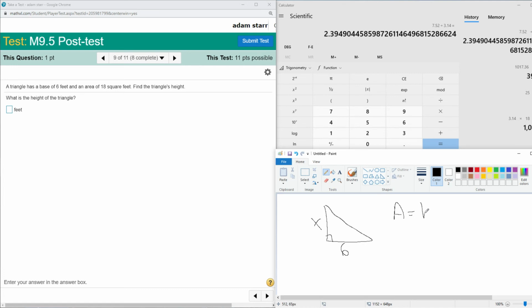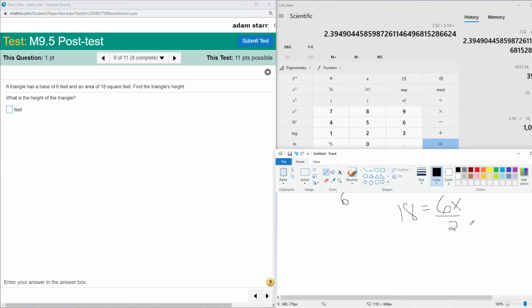Area of a triangle is base times height divided by 2. So substituting in what I know, my area is 18. I know that my base is 6. My height is x, divided by 2. And now I need to solve this for x, which is going to be my height of my triangle.